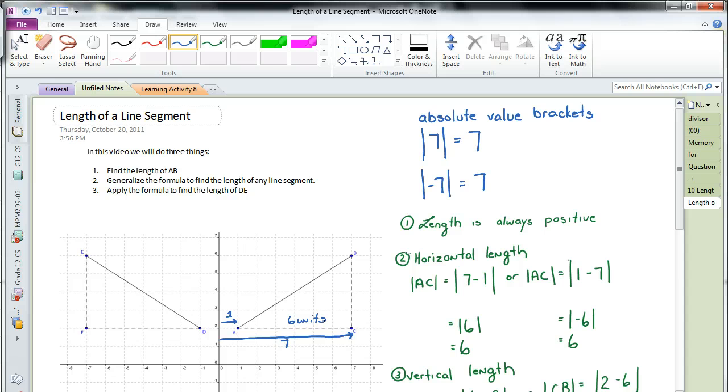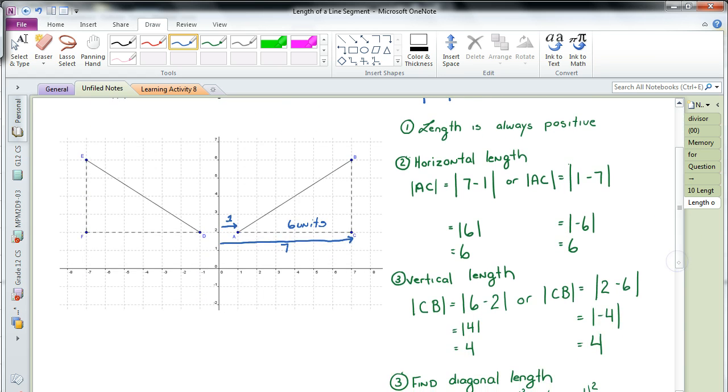So we can generate 6 by saying 7 minus 1. So I can say the absolute value of the length of AC is 7 minus 1 inside absolute value brackets. We could alternately say 1 minus 7, but what I'd end up with is negative 6. And then if I take the absolute value of negative 6, I get 6.